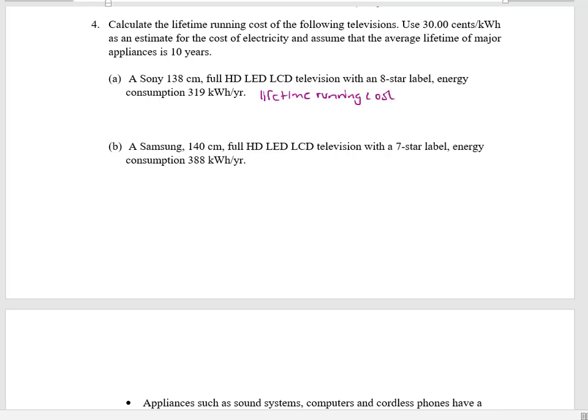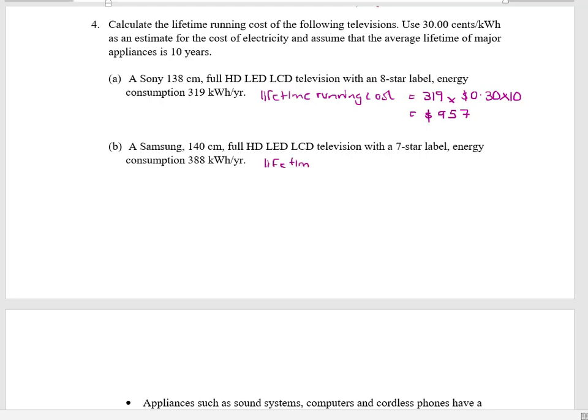what I'm going to do is I have the energy consumption is 319 and it costs me 30 cents, so that's 0.30 and 10 years. And so you can see that over 10 years, my television is going to cost me, apart from what I bought it, an extra $957.